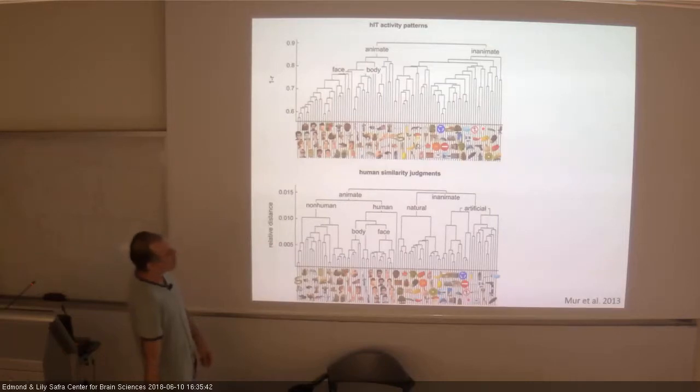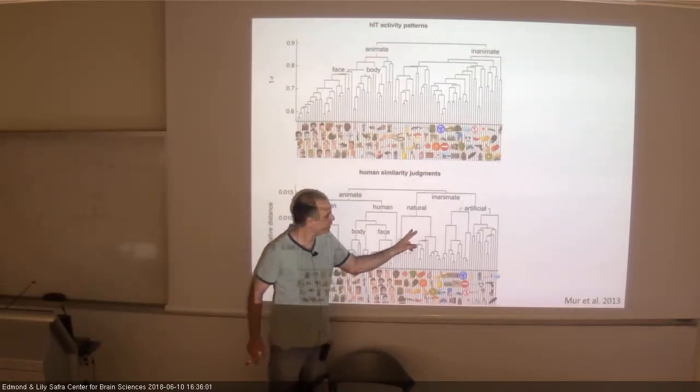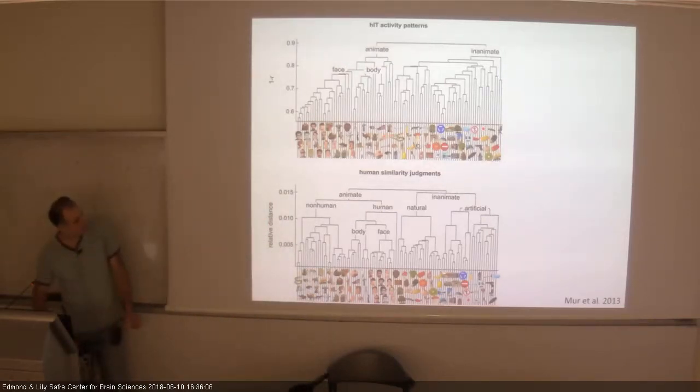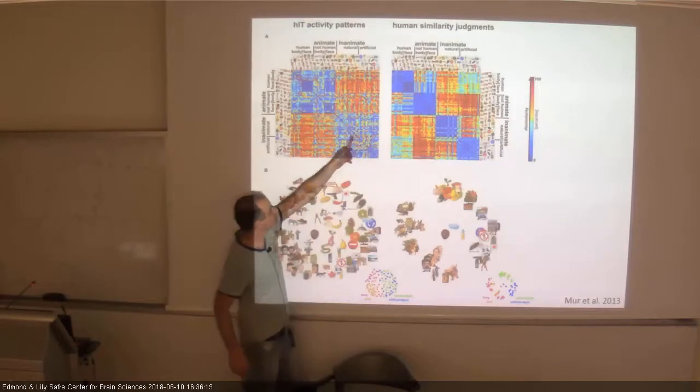So here you can see again, by visualizing this with a dendrogram, the commonalities and dissimilarities between the activity pattern and the judgment. All right, so like we said, the basic structure is there. However, for example, in the animate, you can clearly see this natural and artificial division in the perceptual judgment that we didn't see there. Although there's some parcellation within the inanimate stimuli, it's not as structured as here. This is, again, just a reflection of this structure that doesn't exist here.